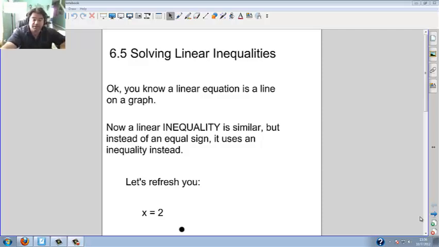Hi, welcome back to AT Math. Today, 6-5, solving linear inequalities. Why this will be easier than catching a ball at a baseball game.